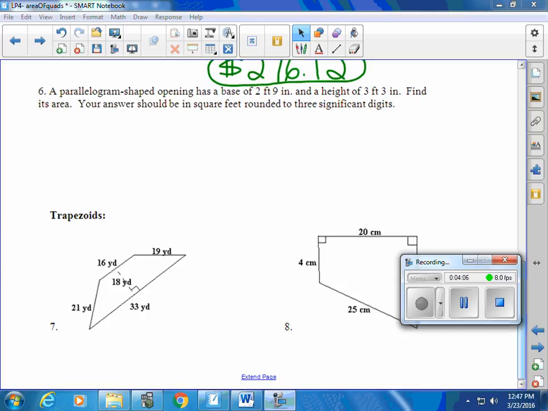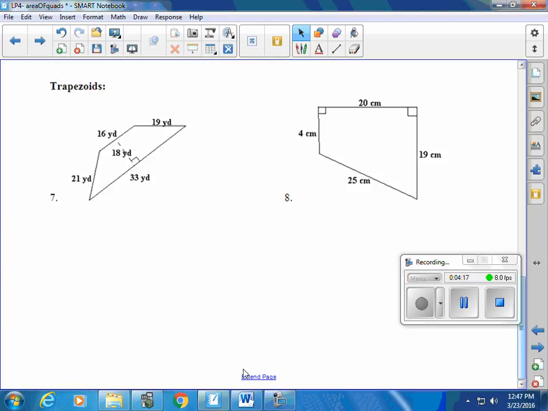Okay, so pause the video, try 6 on your own, and let us know if you need any help, and check in with us if you have any questions. We're going to do number 7 together, and when we're done, you're going to try number 8, and let us know how you're doing. So for number 7, we're looking at a trapezoid.